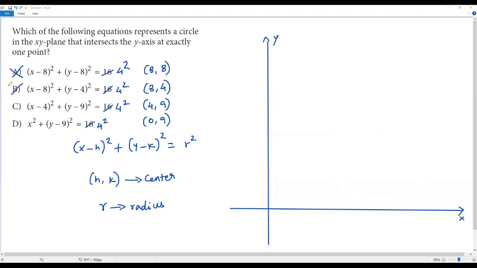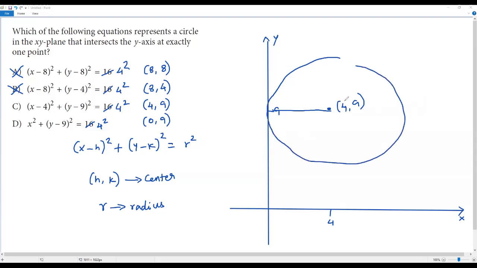Now let's consider the equation of the circle in option C. The center is (4, 9). Let me mark 4 on the horizontal axis and 9 on the vertical axis. So this is (4, 9), the center. The horizontal distance between the y-axis and the center of the circle is just 4 units, and the radius of the circle in option C is also 4. So this length is 4. If I draw a circle with radius 4 units and center (4, 9), clearly the circle we have in option C intersects the y-axis at exactly one point. So probably option C has to be the correct answer.